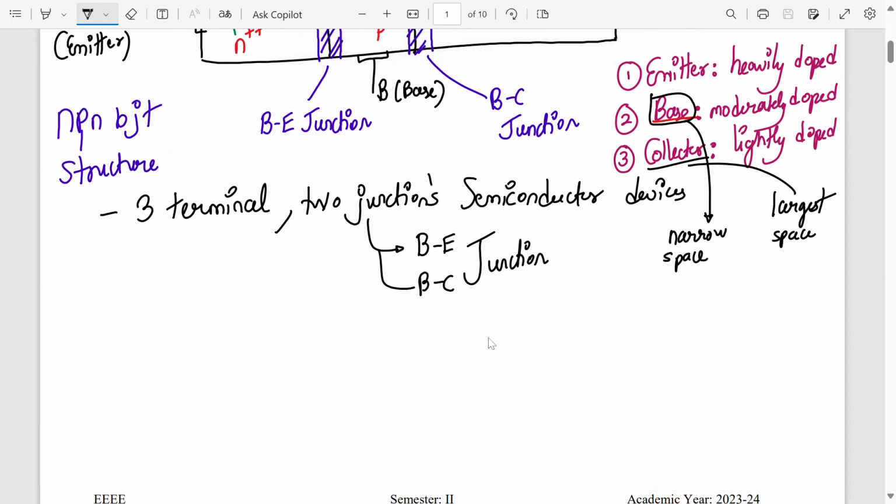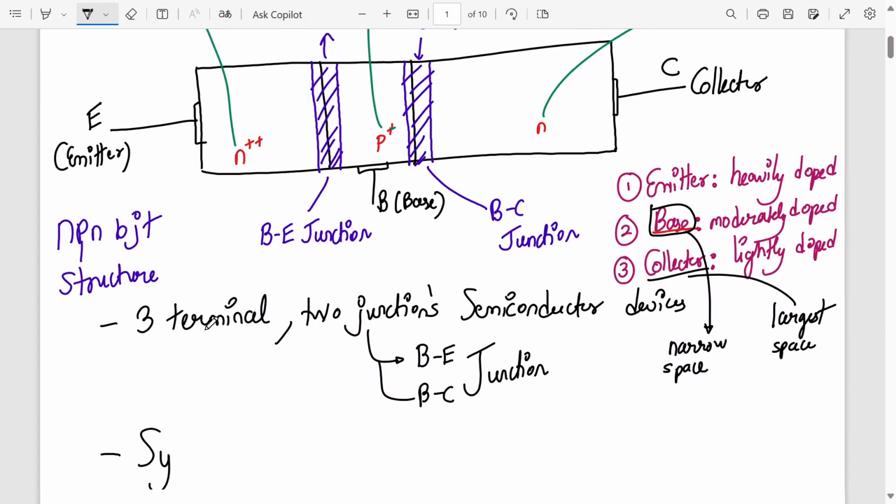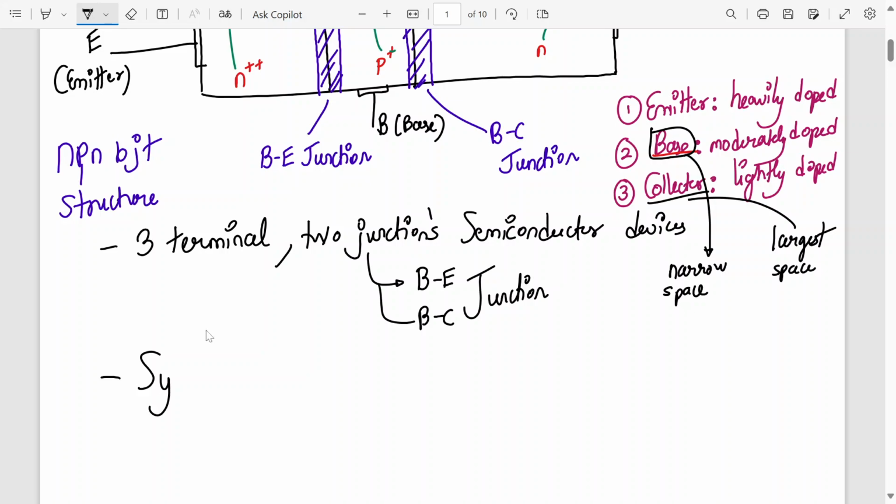Now we go to symbols of BJT. Now if you want to draw a PNP transistor, it will be PNP. Same thing you will write, only the majority charge carriers here will be holes. So here the majority charge carriers are electrons and minority charge carriers are holes in this structure. In the PNP structure, it will be opposite.